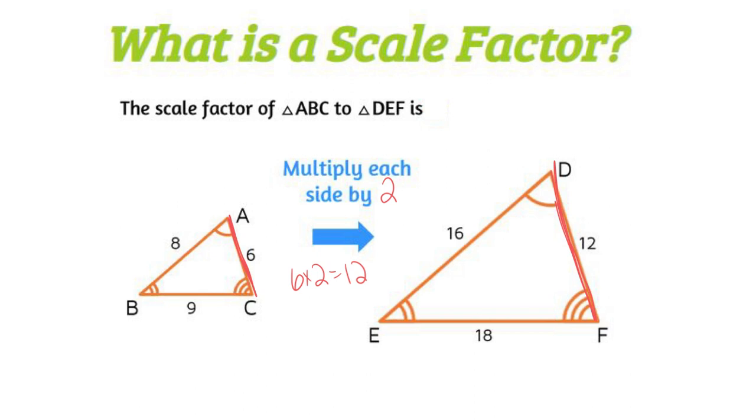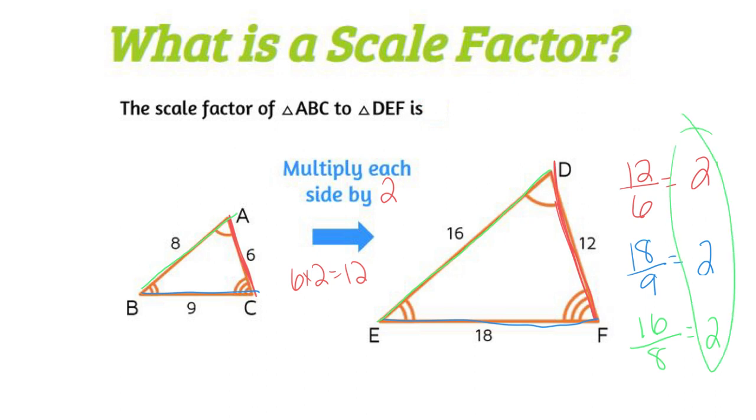You do the second one first, so we'll do DF to AC, that's 12 over 6. 12 divided by 6 is 2. We can also check our other corresponding side lengths. So we've got BC and EF. Remember, the second one will go on top. So it's 18, and BC is 9. 18 divided by 9 is 2. And let's check the last one. For DE, we have 16, and AB is 8. 16 divided by 8 is 2. So all of these we got 2, so that means our scale factor is 2.